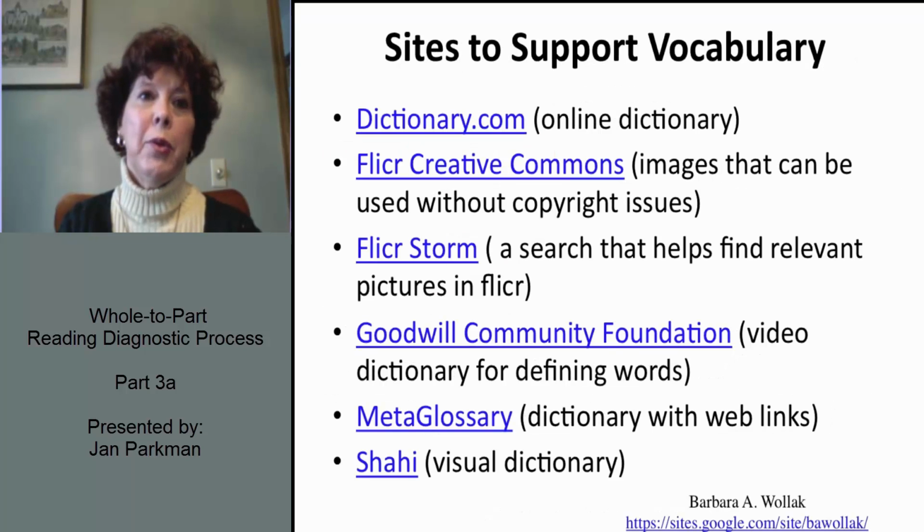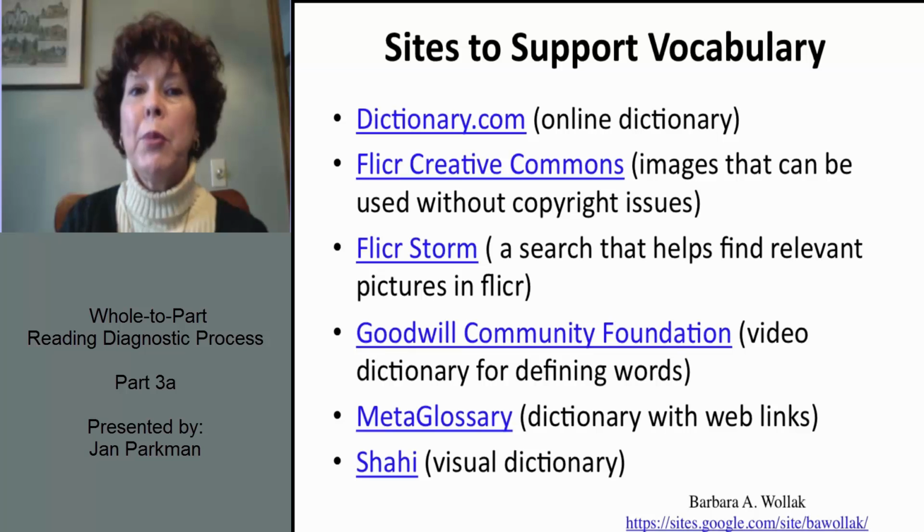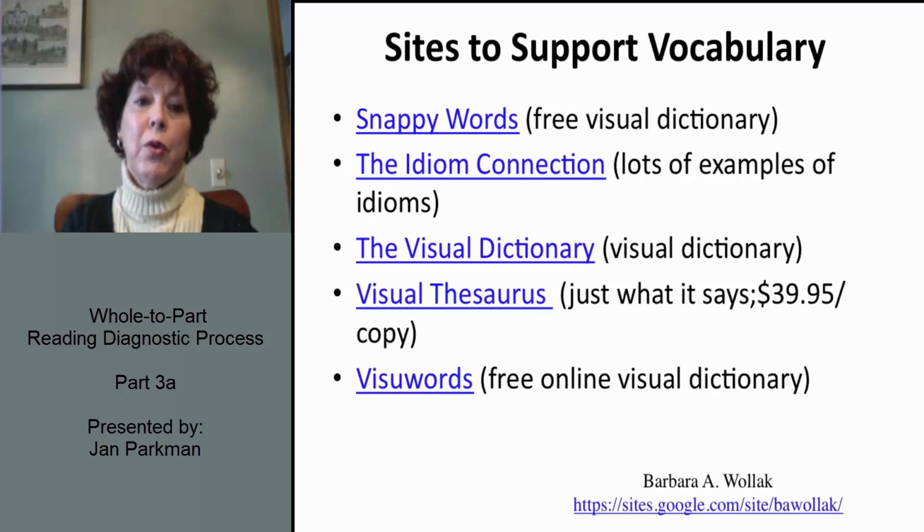So again, from the resource that Barb Wallach has developed are some other sites that you can find to support vocabulary development. So here's a few listed on this slide and the slide that comes after it from Barb's site. Here are some more of those that you might want to check out and see if these would work well with your students.